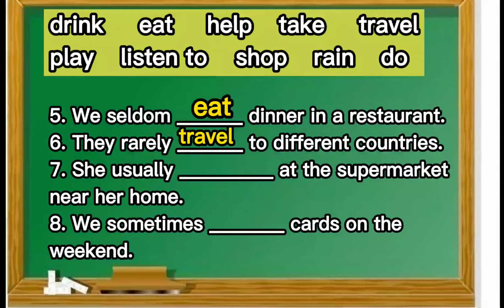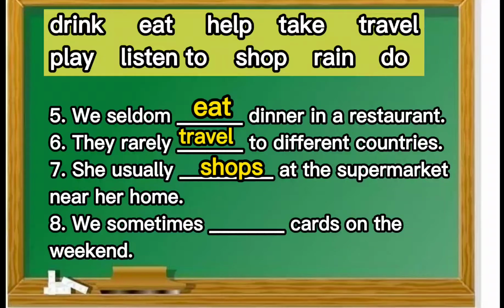7, she usually blank at the supermarket near her home. Since we are talking about the supermarket, the word associated to that is the word shop. But we will add S to the verb because the subject is only singular, which will make it she usually shops at the supermarket near her home.